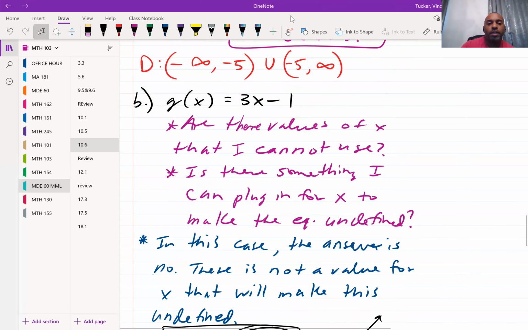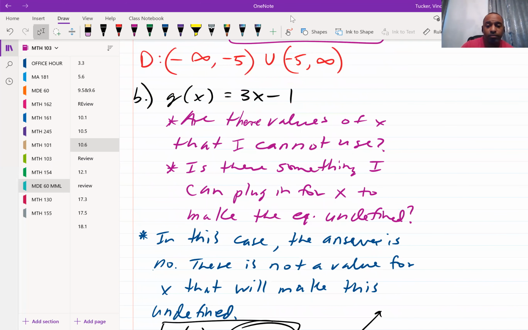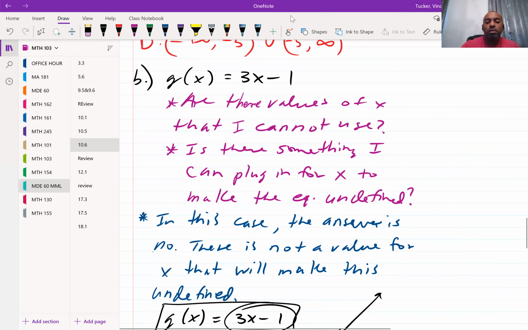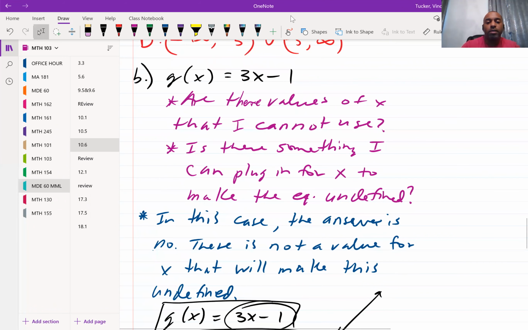So in this case, the answer is no. There's nothing that you can plug in there to make it undefined. It's not a situation that's created here that will make it undefined. It's just a regular equation. You can plug in anything, it'll work okay. There's nothing for a regular equation that you can plug in to make it undefined.